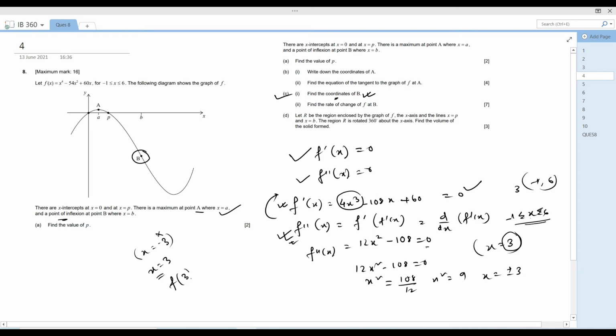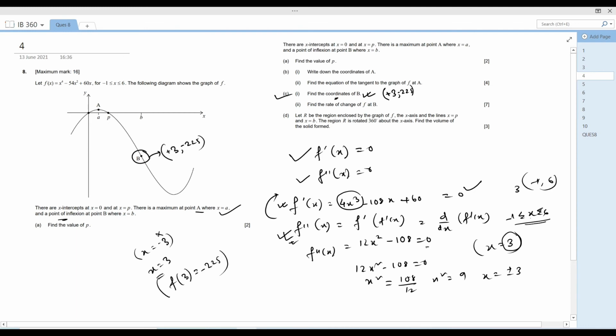f of 3 equals, you just need to find this, so f of 3 will be minus 225. Just use the calculator here. So the coordinate of B is 3 comma minus 225. So this is the coordinate of B, the inflection point.